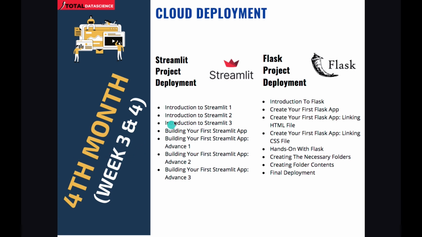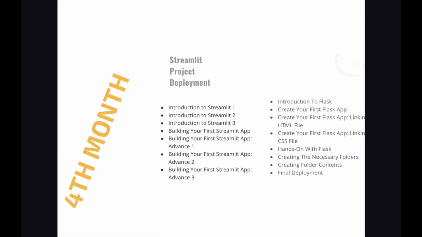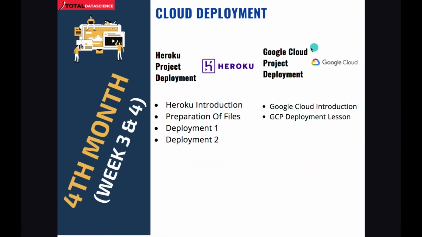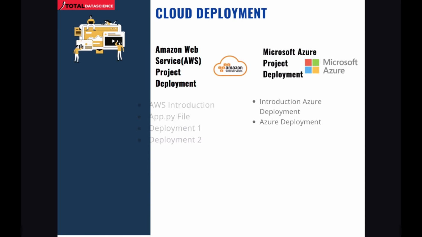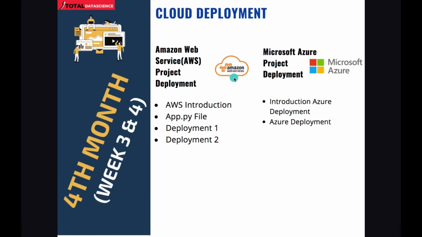So we start with Streamlit, we do Flask. As I said, we're going to build some APIs over here. We're going to use Flask for that. And then we use Heroku and then Google Cloud, right? All these are cloud services that we're going to learn in this course. We're going to learn Amazon Web Service and then Microsoft.